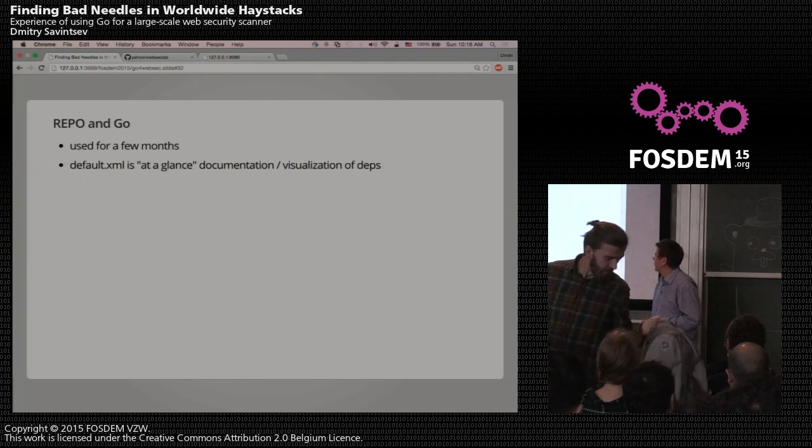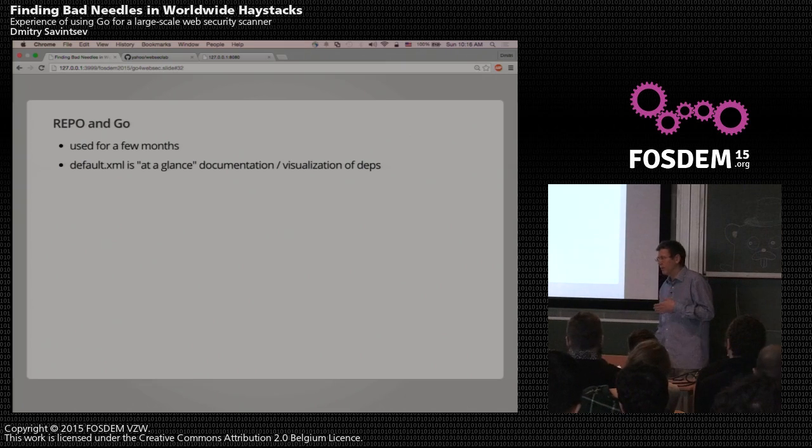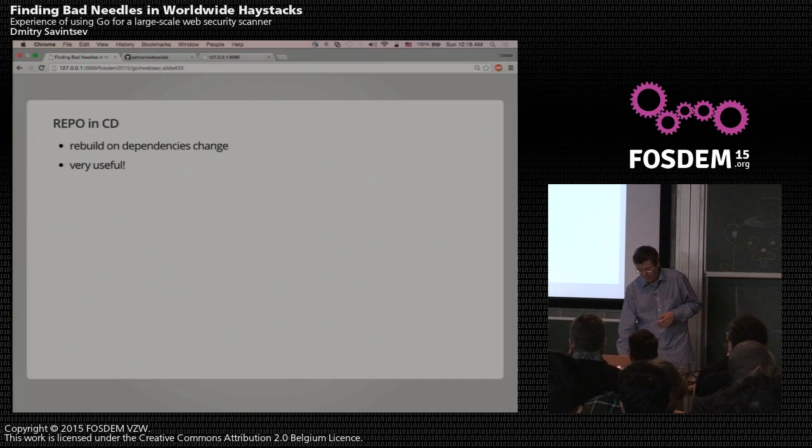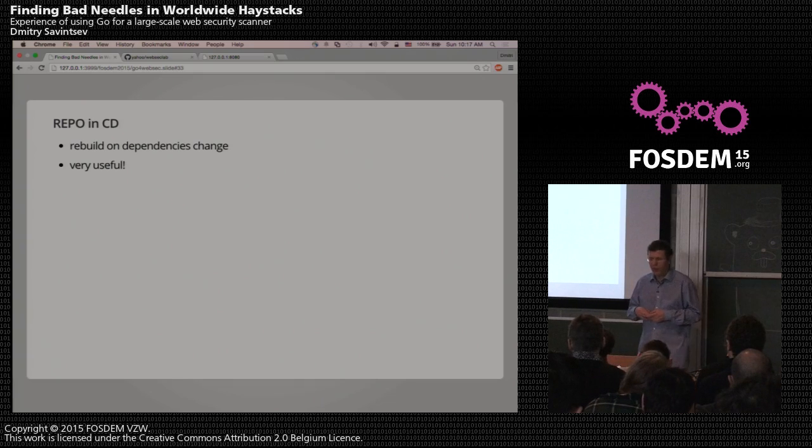We used it for a few months, and there are some advantages. For example, default.xml introduces at-a-glance documentation, and it shows you all the dependencies in one place. And also our CD system has a nice feature that if the dependencies change in default.xml, then it triggers your build. It wasn't done for Go, it was done for Android libraries, but we reused it and it came to be very useful.